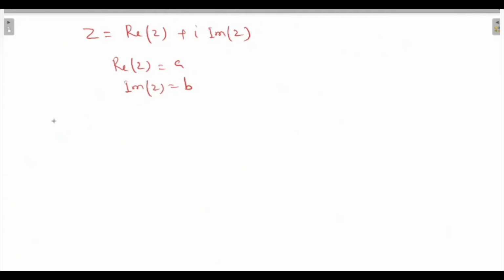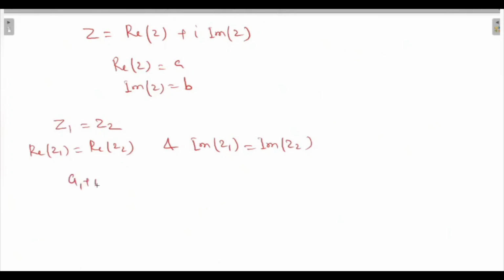If we say that there are two complex numbers which are equal, right? If I say z1 is equal to z2, it can only happen when real part of z1 is equal to real part of z2, and imaginary part of z1 is equal to imaginary part of z2. So what I mean is, say z1 is a1 plus ib1 and z2 is a2 plus ib2, then a1 has to be equal to a2 and b1 has to be equal to b2. So this is something we need to remember, because there may be questions around it. As in, if I say two complex numbers are equal, then this has to happen.